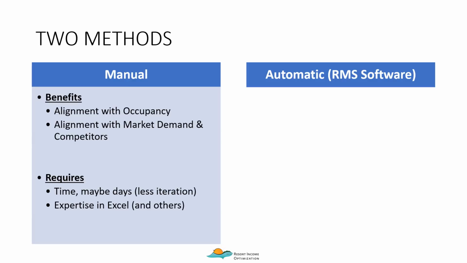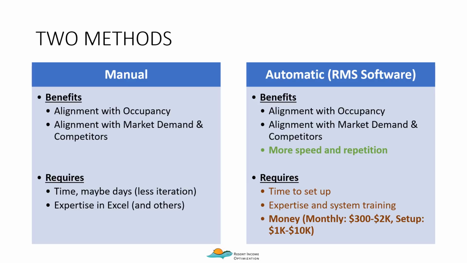Then the other option, of course, is doing it more automatic with revenue management software. So some of the benefits are the same, right? You get alignment of your rates with your occupancy in the future. You get alignment with market demand and competitors, but you also get more speed, which means more repetition. So if some of these systems are really fully integrated, you could do this almost every day, right?